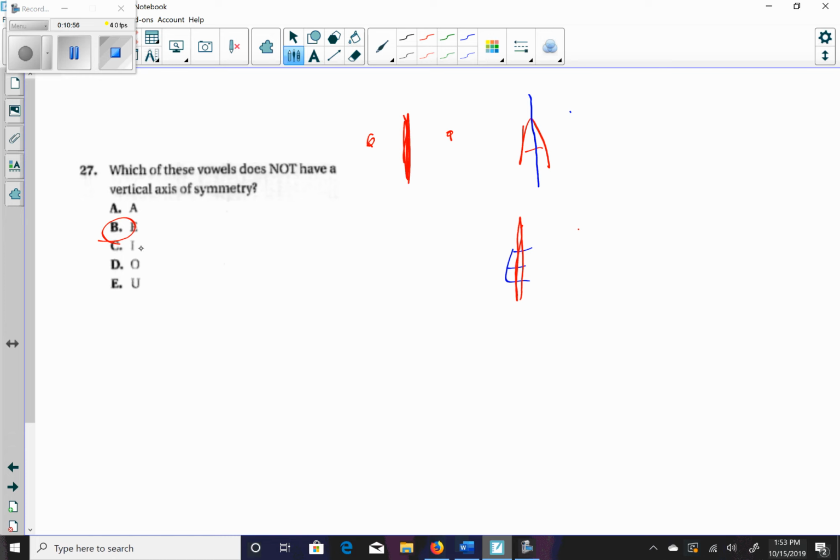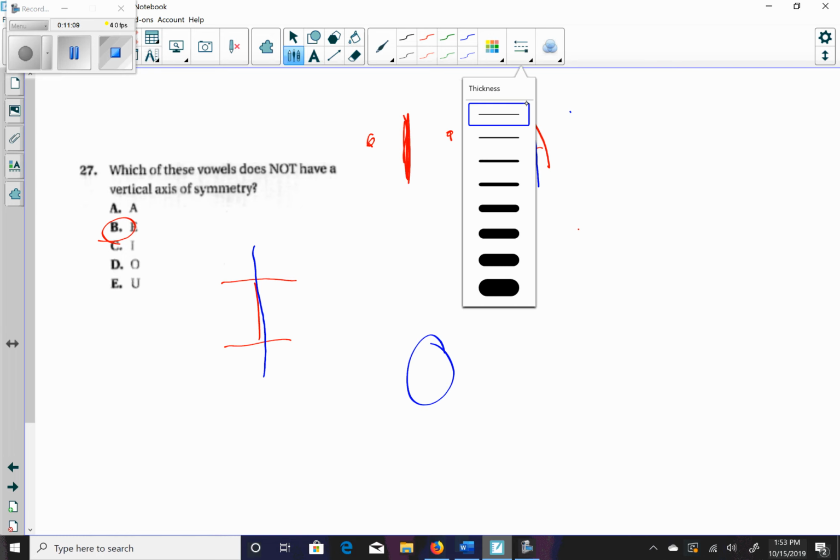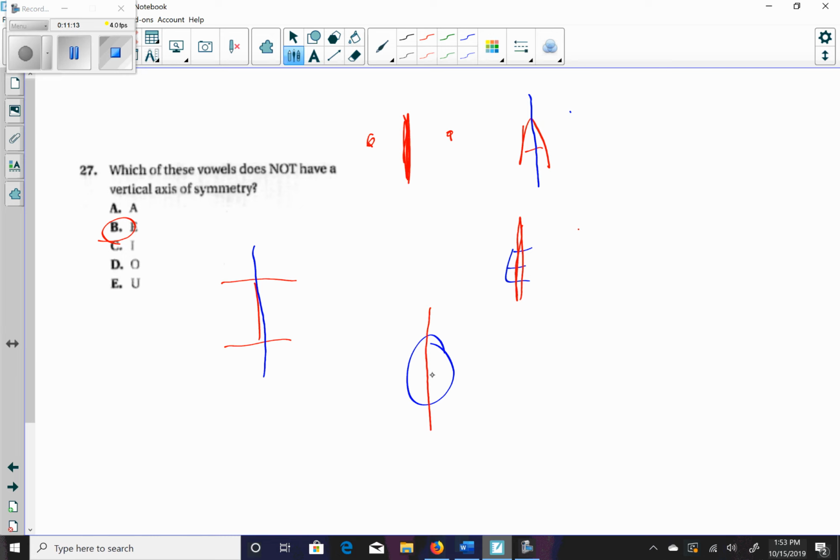So E is going to be the only one that does not have symmetry. If you wanted to try the other ones, you would have I. I could draw a line down the center that cuts that in half, and the left side would look exactly like the right. O, same thing. Could draw a line down the center that cuts that in half, and the left side would look like the right. And the same thing with the U. So the correct choice there is the letter B, choosing the letter E.